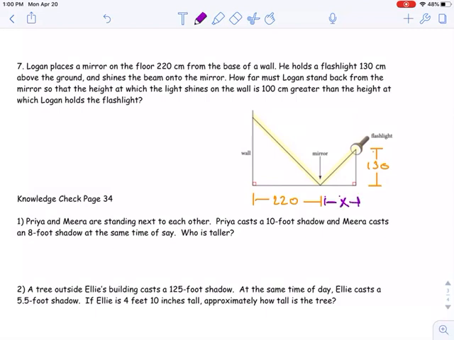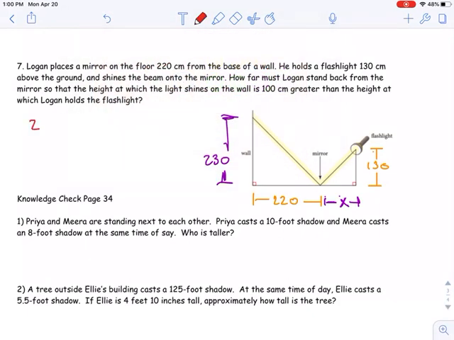That's our variable. Now the weird part is that this is kind of awkwardly phrased. We want this distance to be 100 centimeters greater than the height at which Logan holds the flashlight. So this is going to be 230 centimeters. Whoever made this problem was a little extra when they wrote it. I don't know why they would set it up like this.